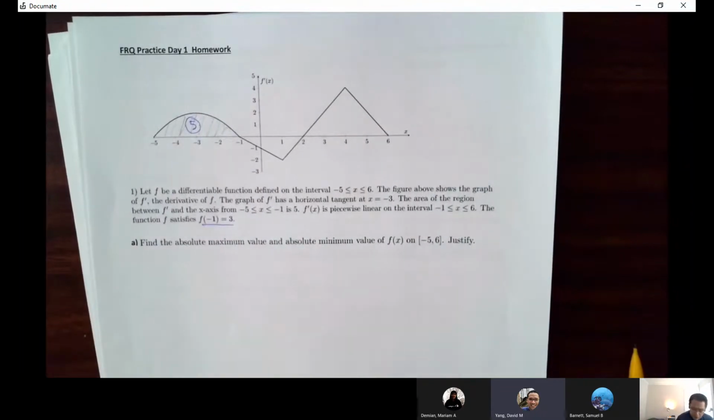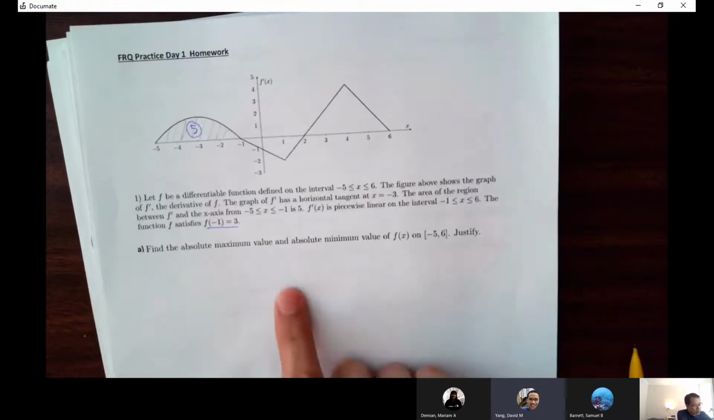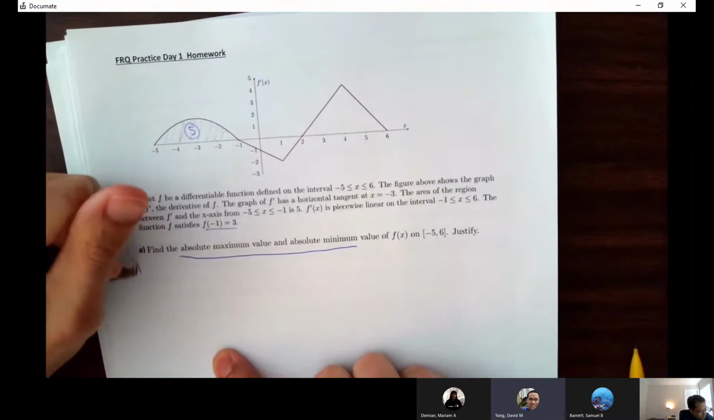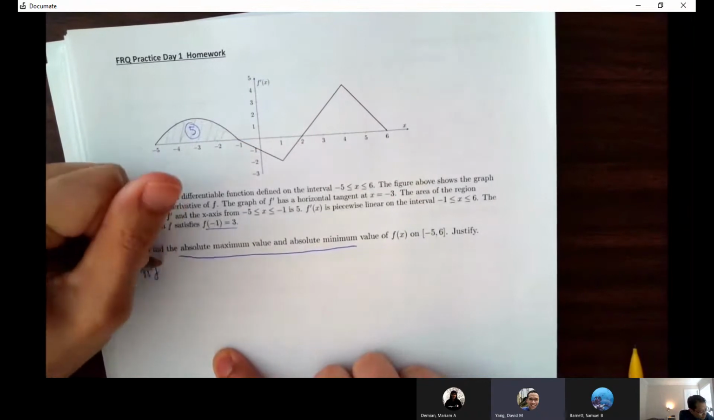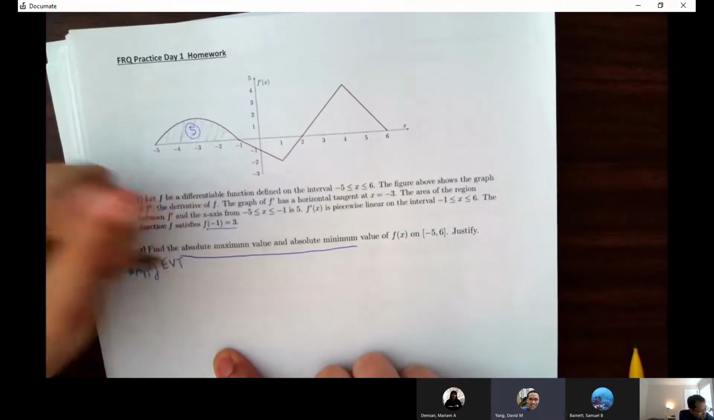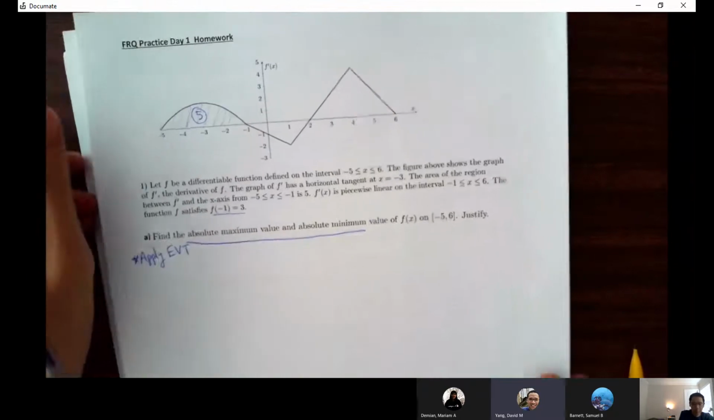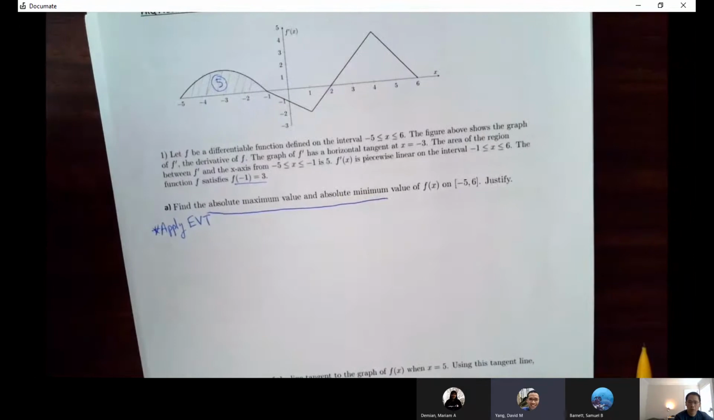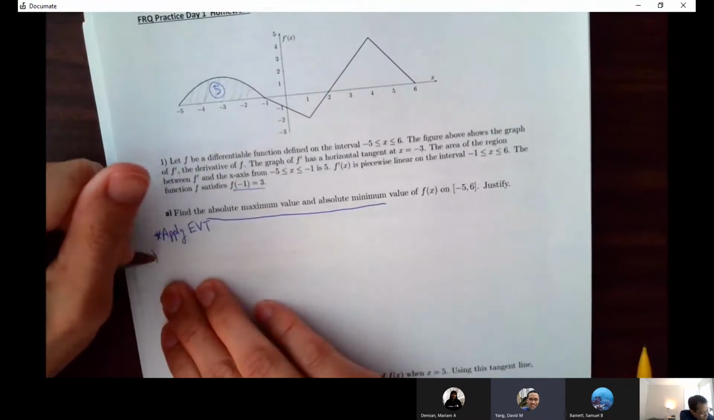Part A, find the absolute maximum value and the absolute minimum value of the function between -5 and 6. All right, so absolute max, absolute min, we know we have to involve the extreme value theorem. So we have to test endpoints and critical points.